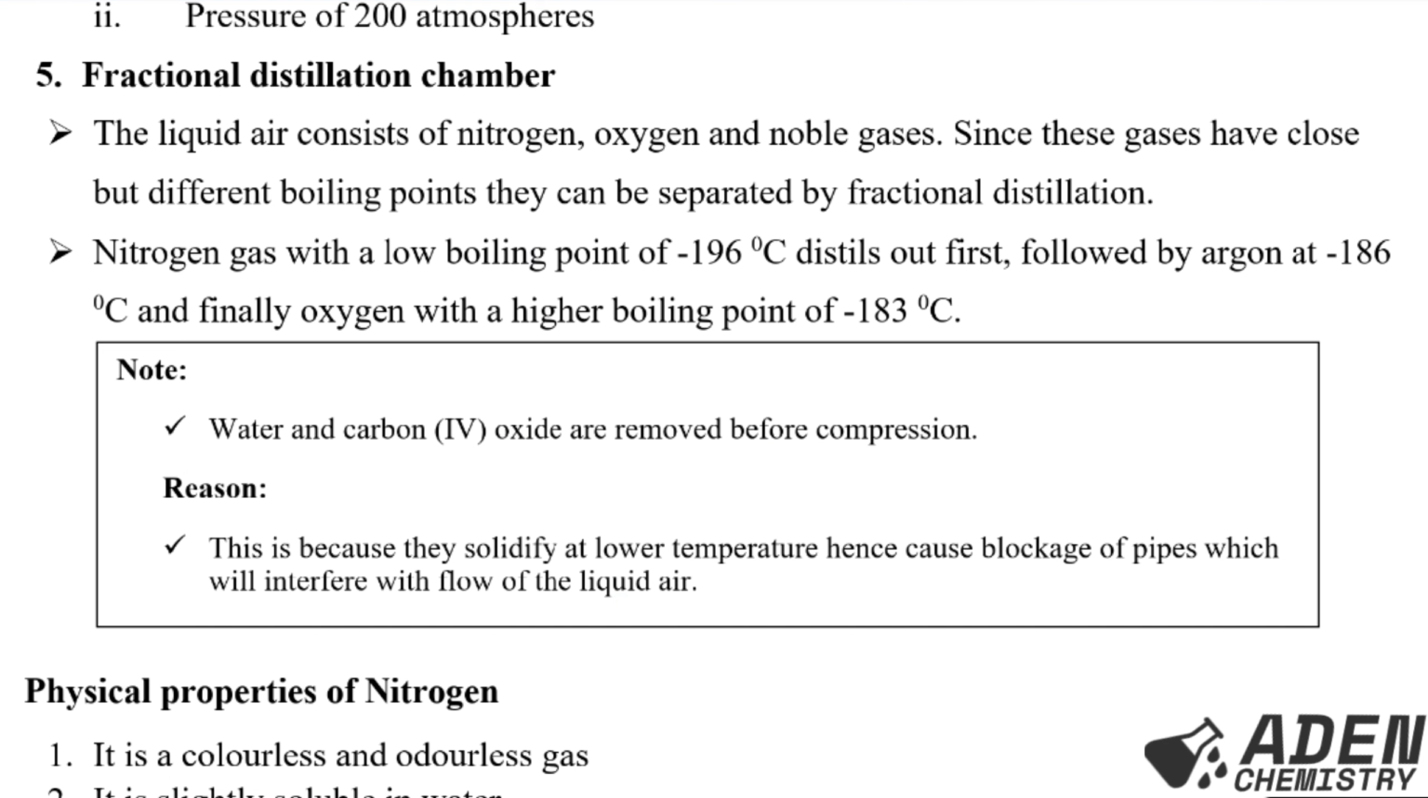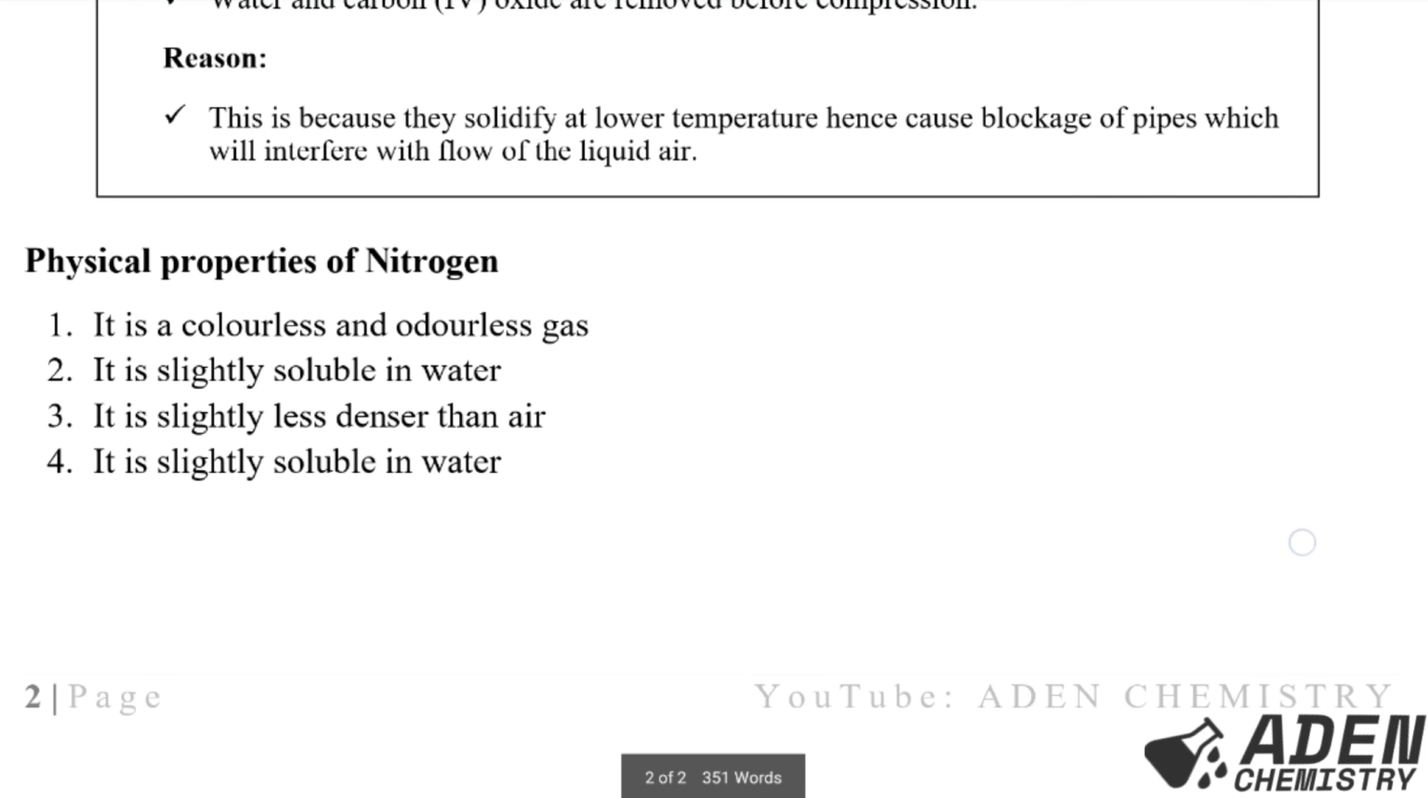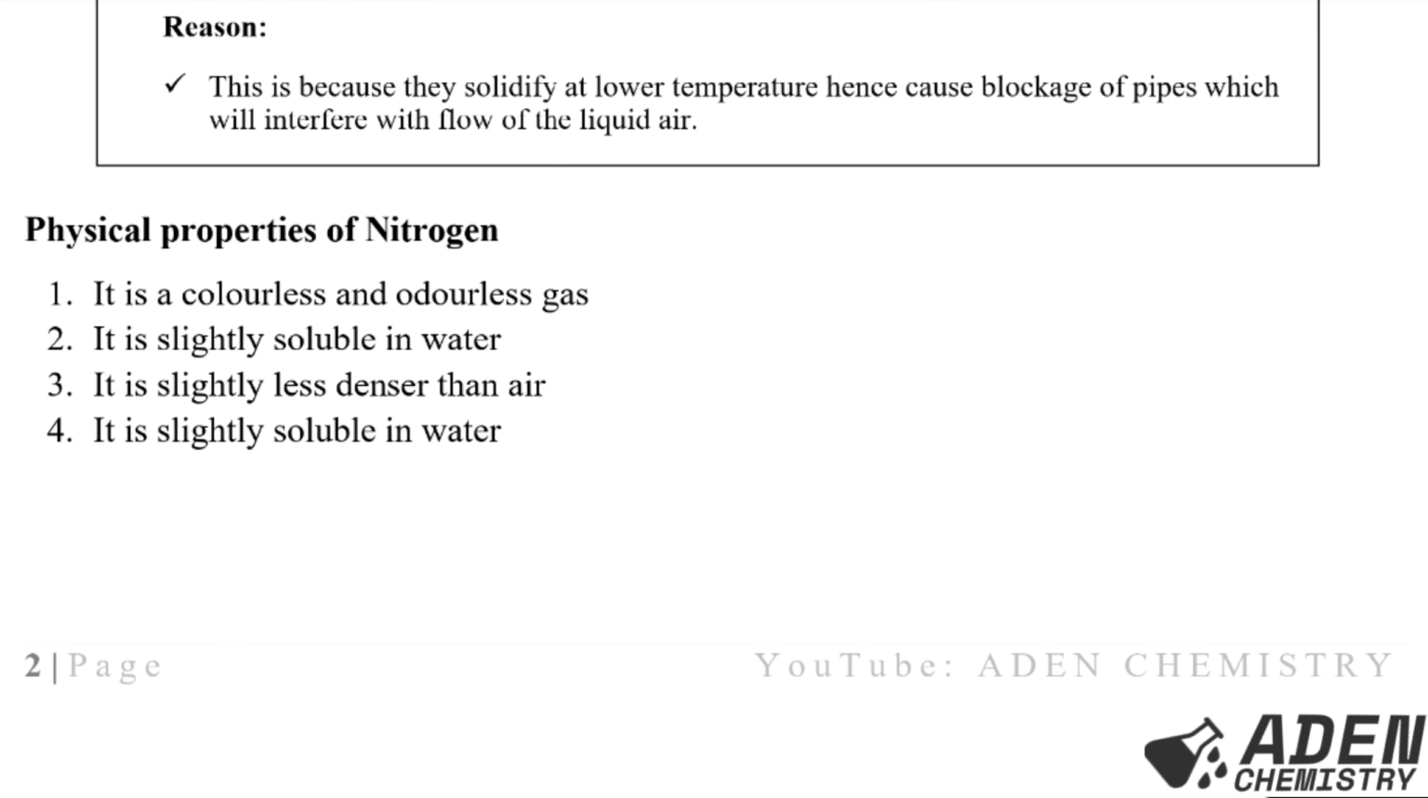So next we are going to see the physical properties of nitrogen gas. The physical properties of nitrogen gas include: number 1, it's a colorless and odorless gas, that means it has no odor, it has no smell, in other words. Number 2, we are saying it's slightly soluble in water. Nitrogen is slightly soluble in water. Number 3, it's slightly less dense than air. Those are the physical properties of nitrogen gas.